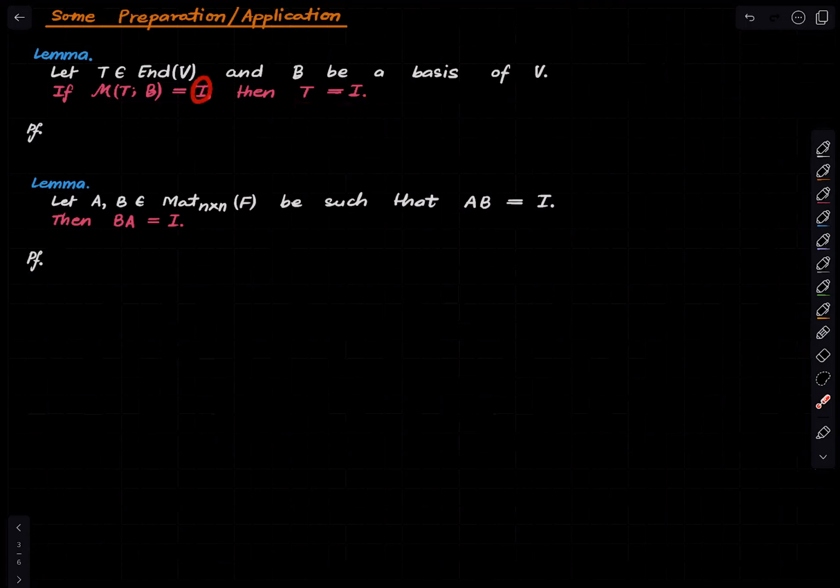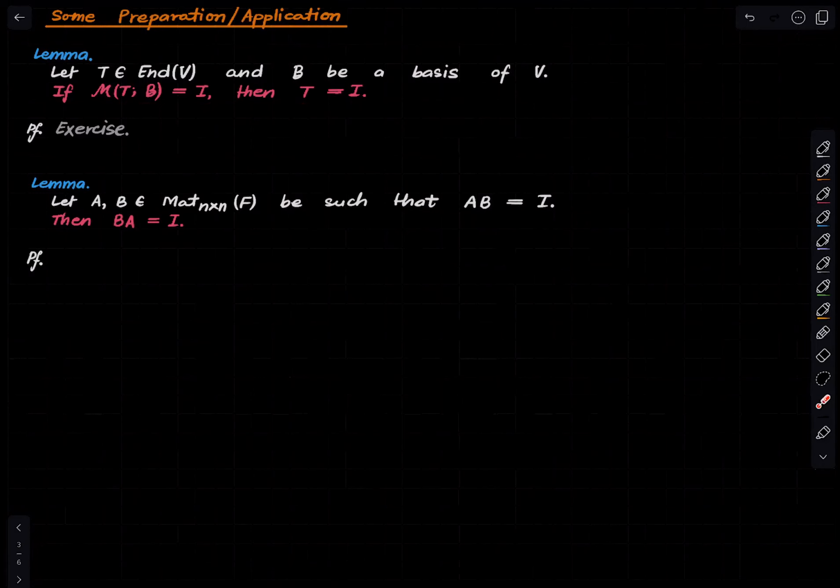Note that this symbol I has been abused. Here I represents the identity matrix. The identity matrix is an n cross n matrix where all of the diagonal entries are 1, and all the other entries are 0. But here the identity symbol is denoting the identity transformation, or the identity endomorphism. The proof of this is an exercise. If the matrix of T with respect to a basis is identity, then the endomorphism itself is the identity.